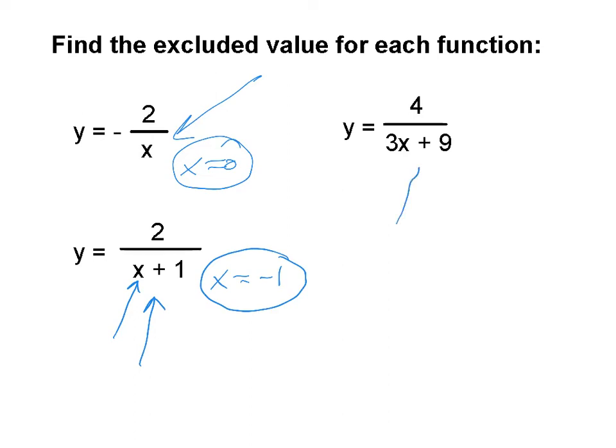What would this excluded value be? Notice if we put a negative 3 in for that x, we'd get negative 9, which plus 9 would equal 0. So x equals negative 3. So that's how you find your excluded value. That's one set of problems that you'll be working on today.